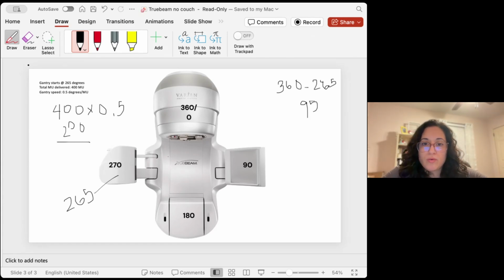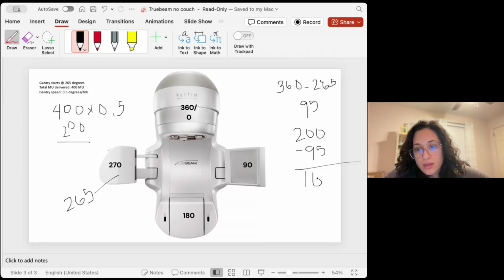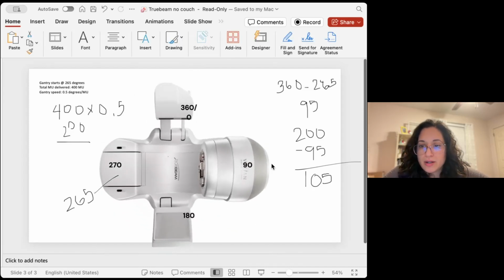So now we said it's going to be a total of 200 degrees. 200 minus the 95 degrees it already traveled to get from its starting to that home position. And that is going to be 200 minus 95, 105. So that means the gantry will travel another 105 degrees after it reaches this home position. And it'll end around here.